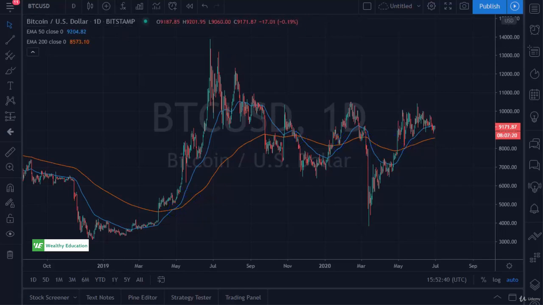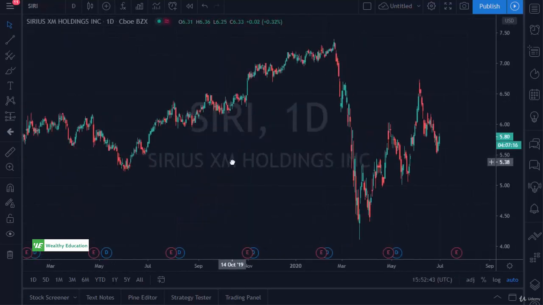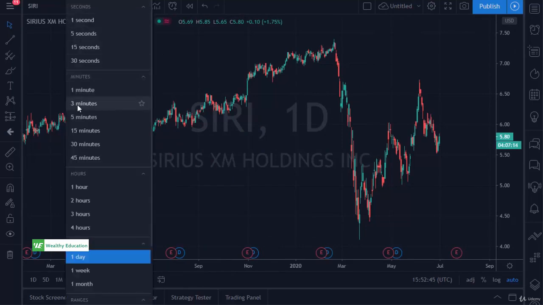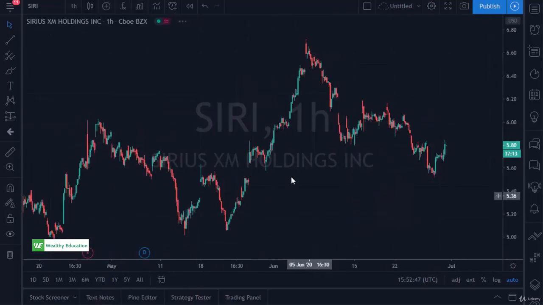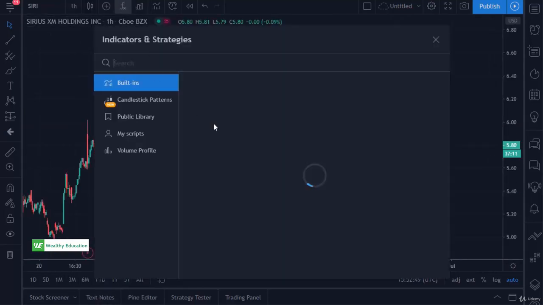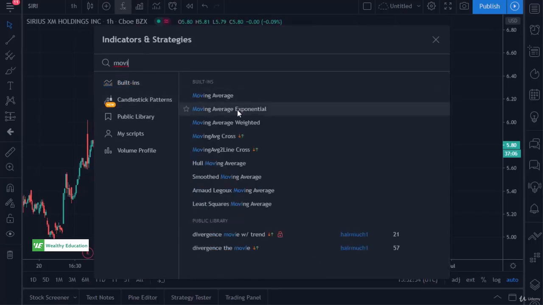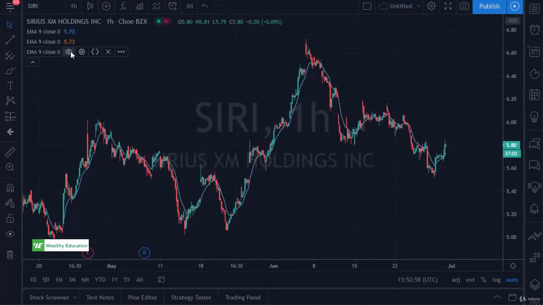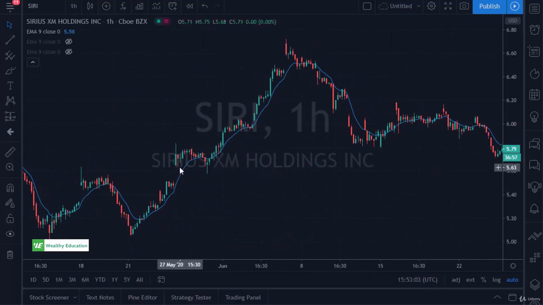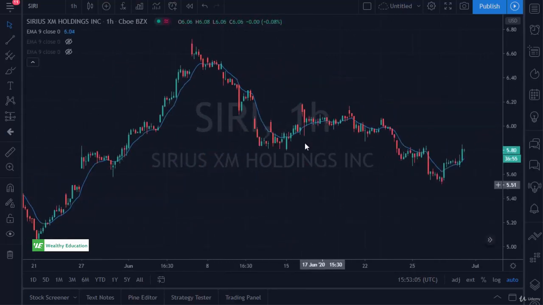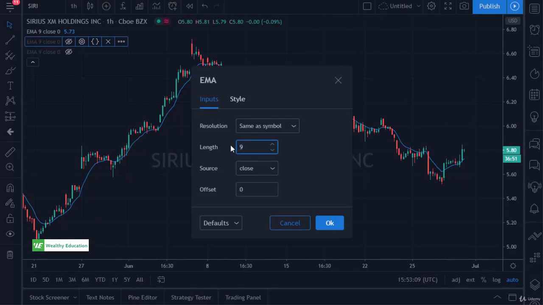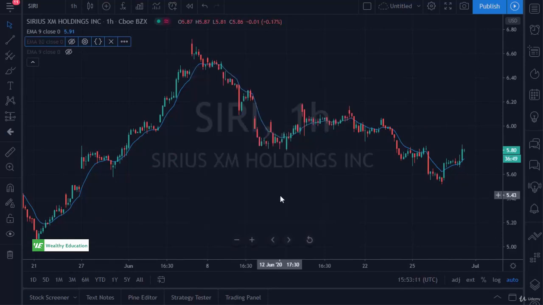Now, you can take a look at the daily chart, but here on the hourly chart, you would more than likely use some of the shorter moving averages. So, for example, this is a 9 moving average, 9 hours. You can see it tends to hug the hourly candlesticks pretty well. And 20 is one that's commonly used.